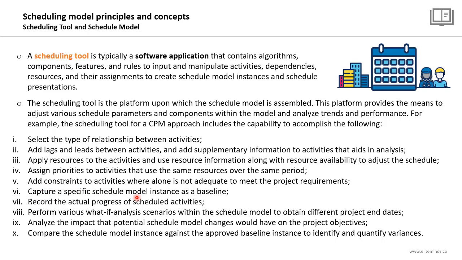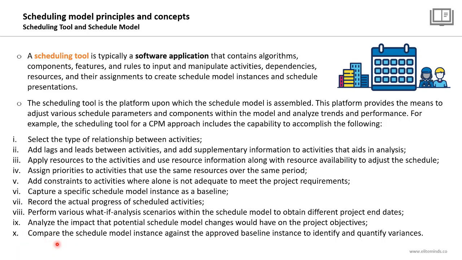So you can develop a schedule baseline once you are done with defining and sequencing the project activities using the scheduling software or the scheduling tool. You will be able to record the actual progress of the scheduled activities in your project. You will be able to perform various what-if analysis scenarios within the schedule model to obtain different project end dates. You will be able to analyze the impact that potential schedule model changes would have on the project objectives. So even the scheduling tool will support you in determining the impact of any change request in the project on the sequence of your project activities and the project completion date.